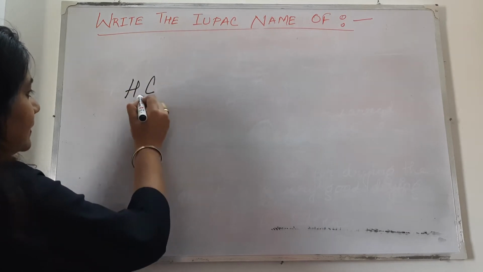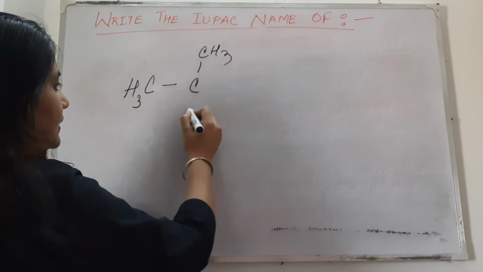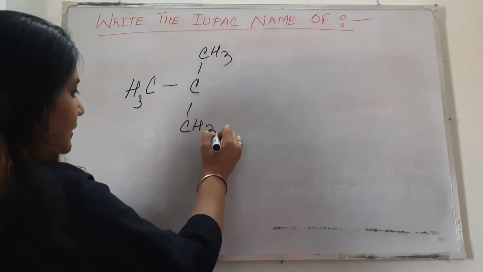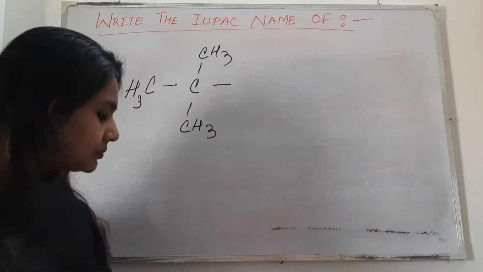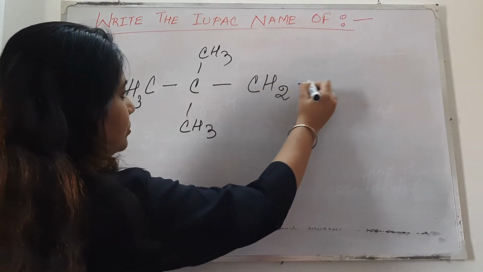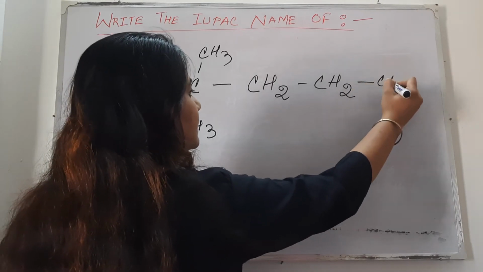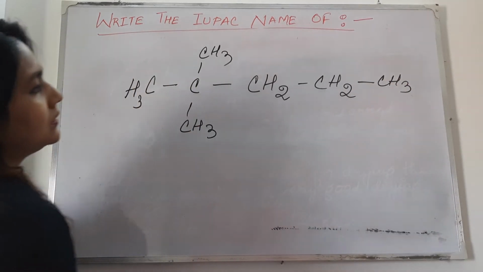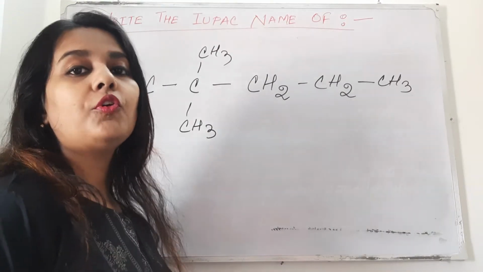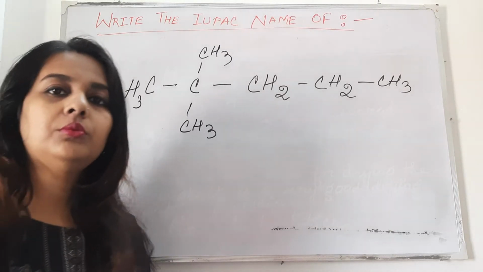Next is CH3, C, CH3, CH3, then CH2, CH2, CH3. Like this it is given. This entire thing is the condensed formula. Okay, this entire thing is the condensed formula.